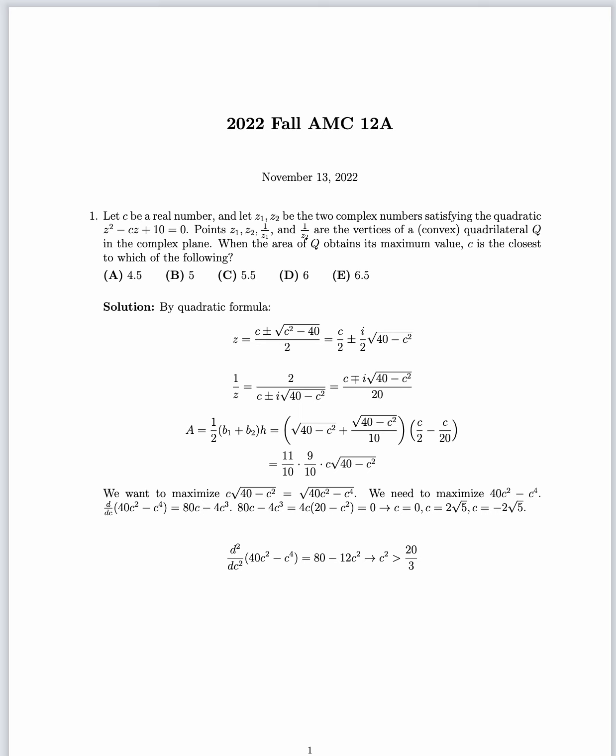So approximately, 2 square root of 5 gives about 4.5, and that is our answer.